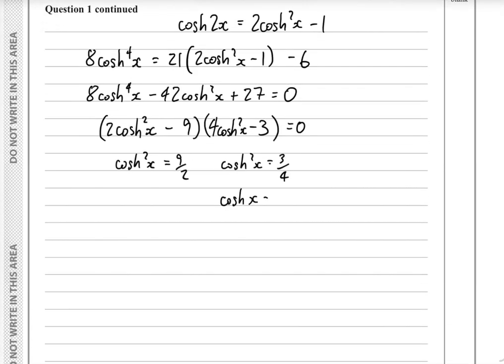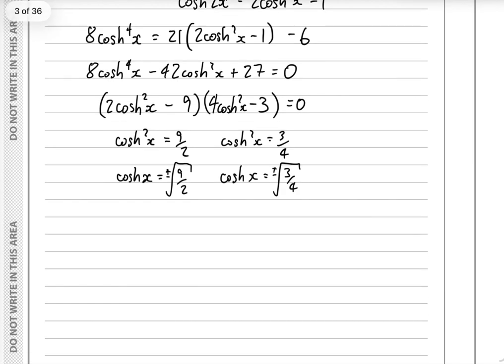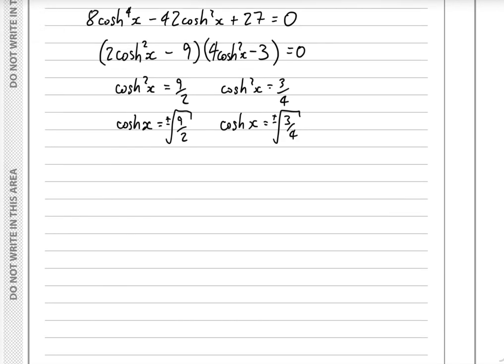Cosh x is plus or minus root 3 over 4, which is a problem. I'll come back to that in just a second. Plus or minus root 9 over 2. So the problem we've got here is that cosh x must be greater than or equal to 1, and this is less than 1. Therefore we're going to reject that and just work with this one.